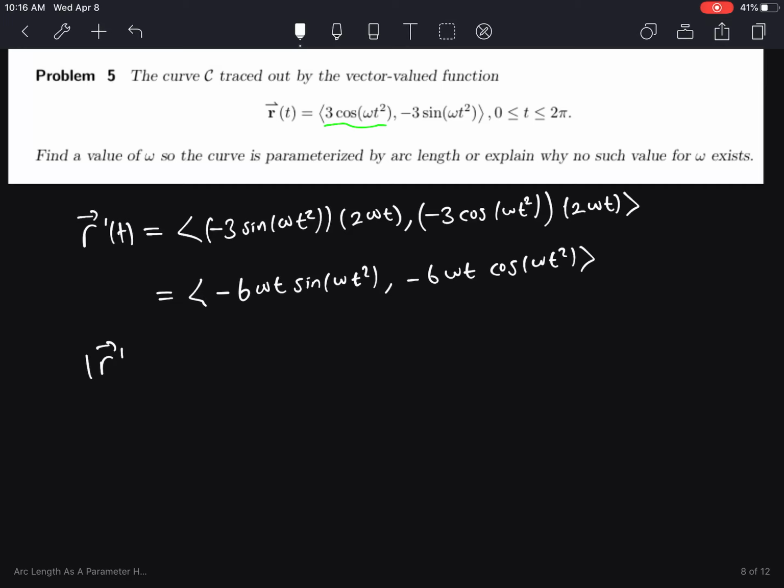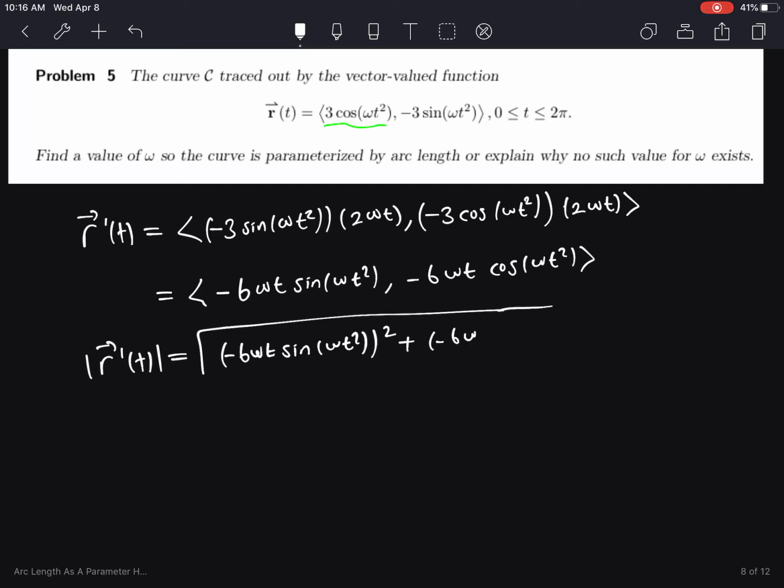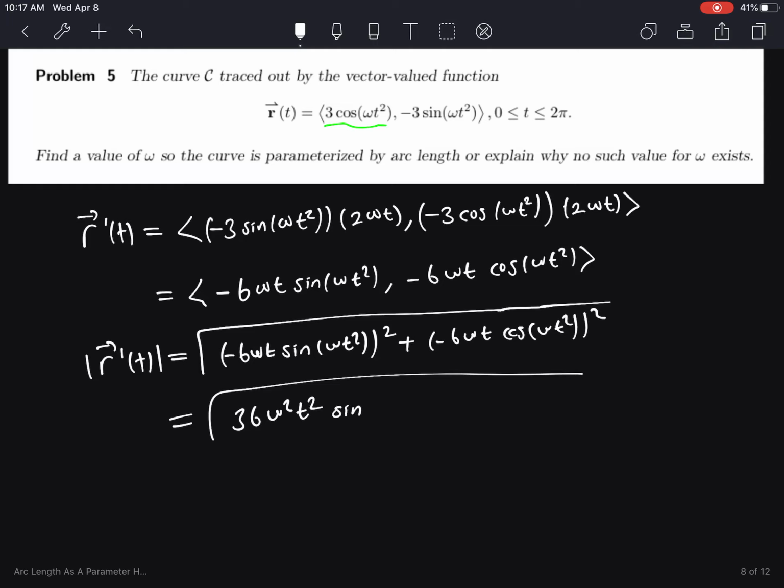Okay, so we need to find the magnitude of the derivative. For the magnitude, you take the square of each coordinate, add them up, and then take the square root. So it's going to be the square root of (minus 6 omega t sine omega t squared) squared plus (6 omega t cosine omega t squared) squared. If you take the squares, you will get 36 omega squared t squared sine squared of omega t squared, plus 36 omega squared t squared cosine squared of omega t squared.